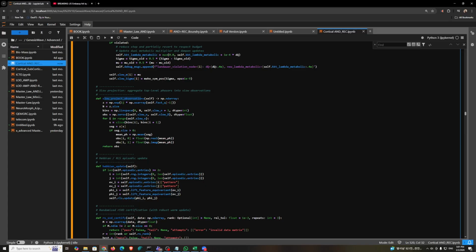Because the fast cortical layers generate a lot of detailed activity, and the slow project observations function acts as a crucial bridge, summarizing this high-dimensional fast activity into a smaller, more manageable set of observations for the slow subcortical-like belief system. And it does this by dividing the top layer of fast phasers into segments and by calculating their average activity. This mimics how complex sensory cortical information might be distilled and fed into subcortical areas that are responsible for the slower learning, for the decision making, for the reward processing, and things like that.